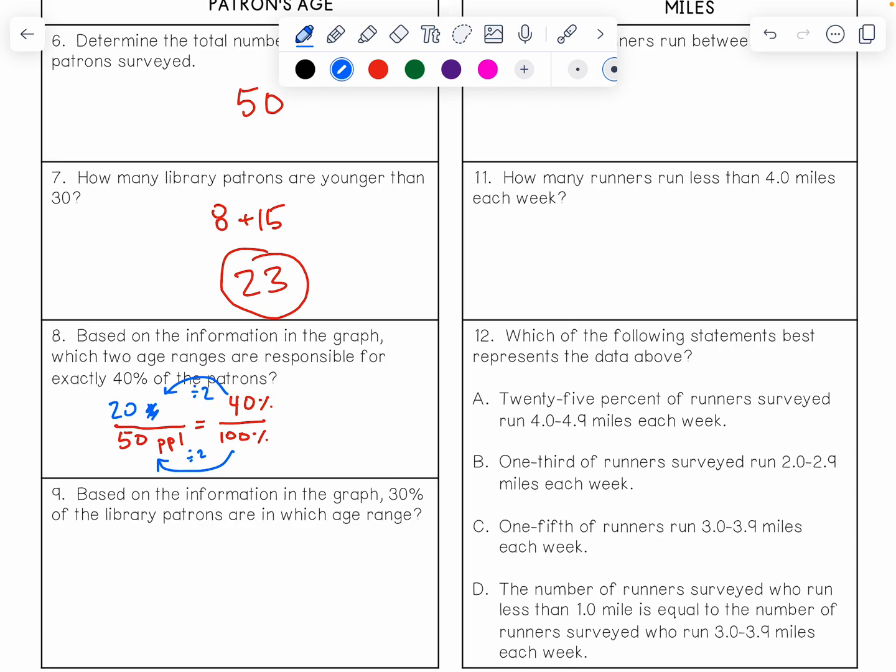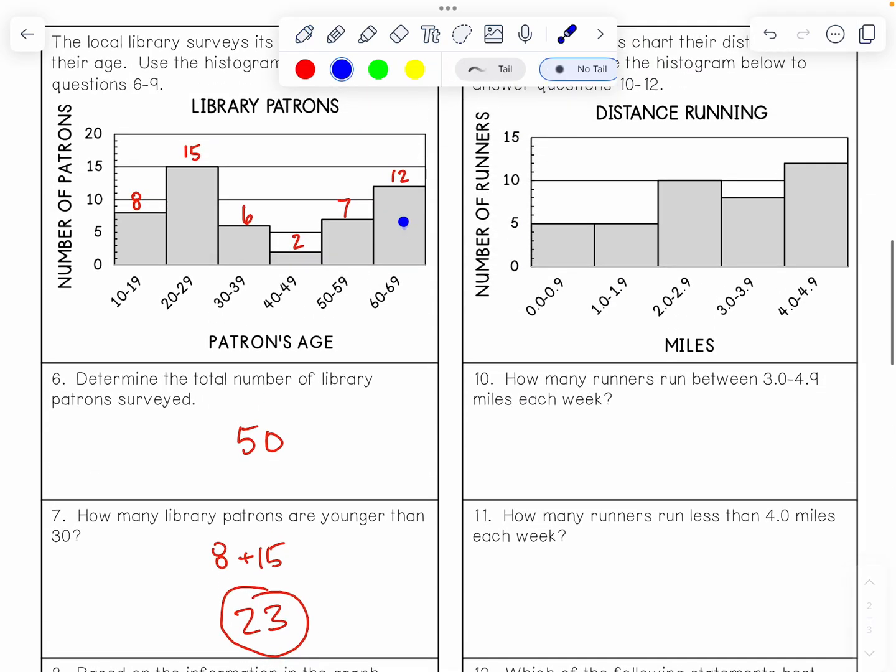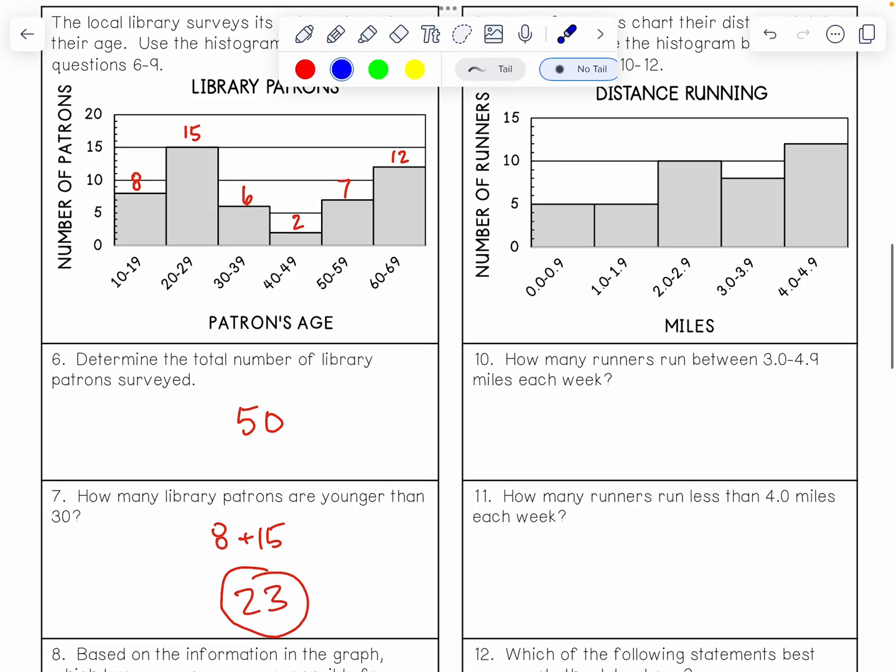So which 2 age ranges are responsible for exactly 40%? Which 2 of these ranges, if I add them together, will get us 20? 7 plus 15 is too much. 12 and 8, 12 and 8. So if you add the 10 through 19s and the 60 through 69, you're going to get 20.